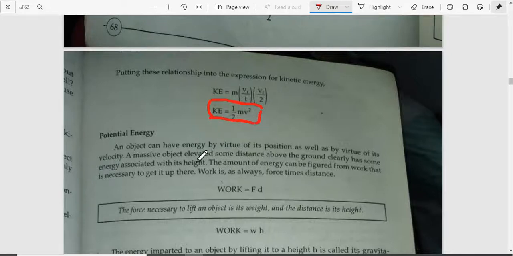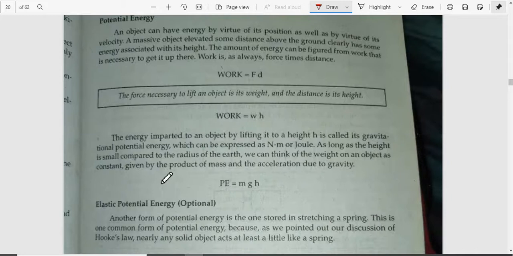So, another type of energy is potential energy. An object can have energy by virtue of its position as well as by virtue of its velocity. A massive object located some distance above the ground clearly has some energy associated with its height. The amount of energy can be figured from the work that is necessary to get it up there. Work is always force times distance.